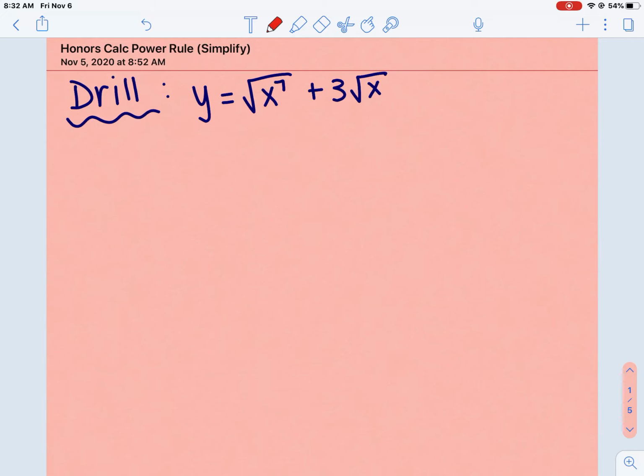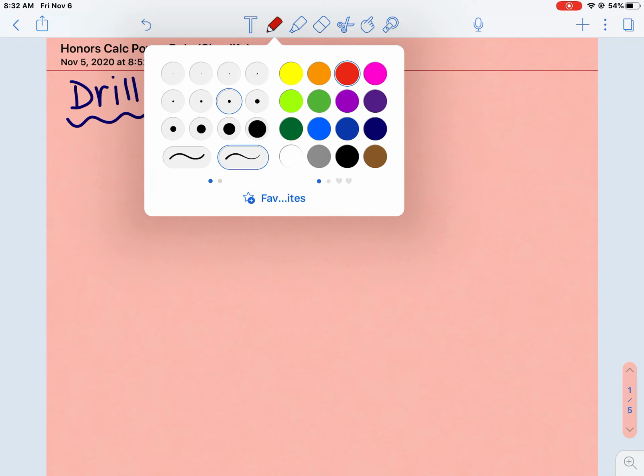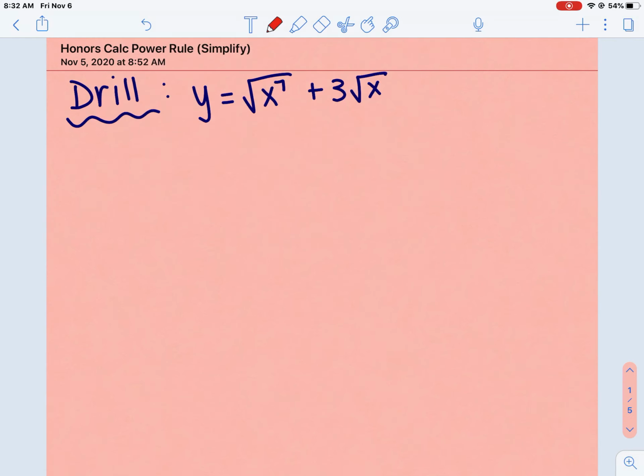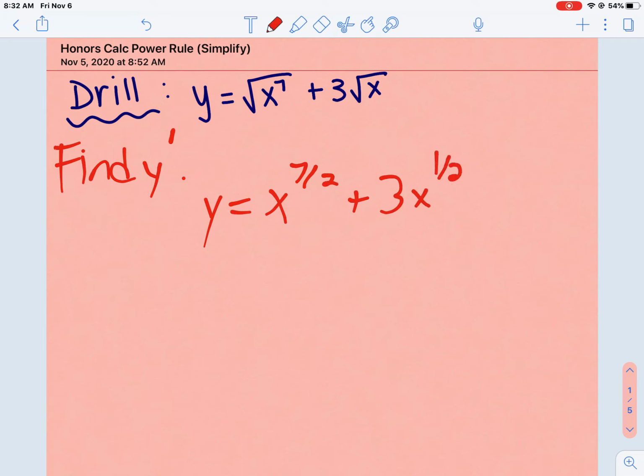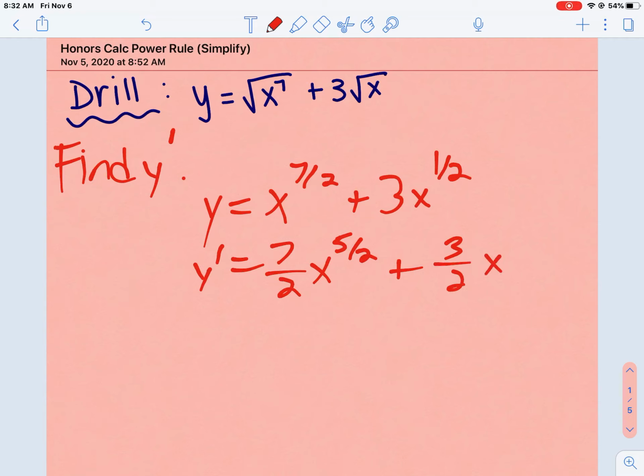But when we're taking the power rule, we want our expression to be in exponential form. So again, if we look at this expression, I'm going to rewrite it. First I'm going to say find y prime. Y prime means find the derivative. But we're going to rewrite y, so that's x to the 7 halves plus 3x to the 1 half. Okay, so y prime is 7 halves x to the 5 halves plus 3 halves x to the negative 1 half.